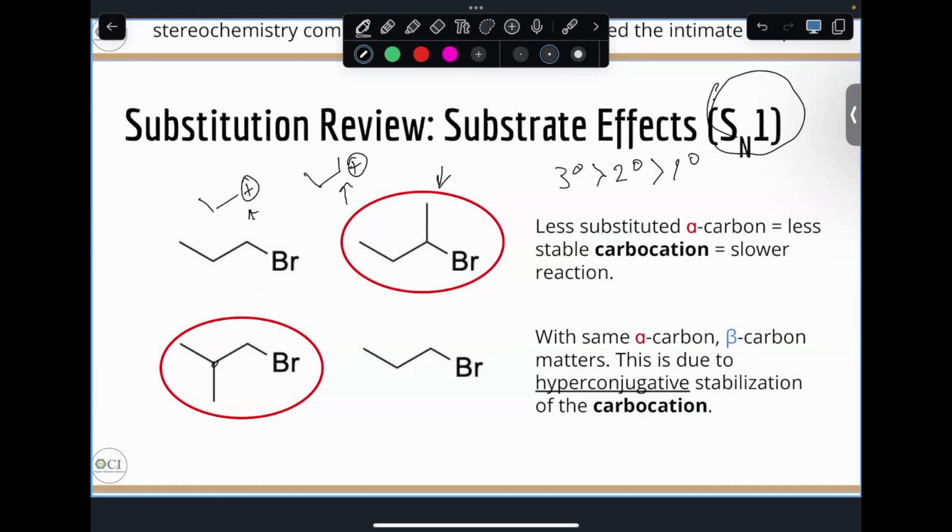Same thing for the beta carbon. And that's because when you form that cation, this could do, for example, a methyl shift, which becomes a more stable carbocation.